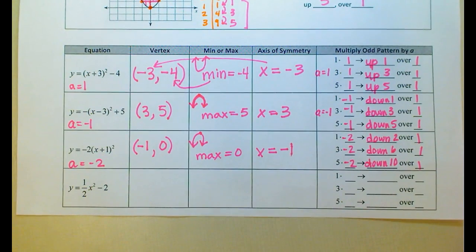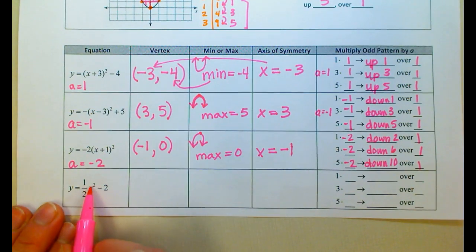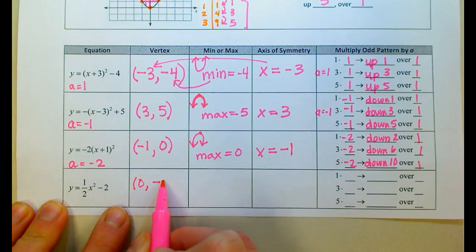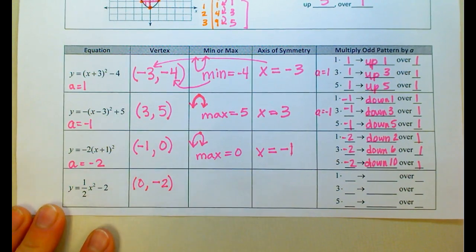And then our last one we have here, using the same knowledge that we had before, there's nothing being added or subtracted on the inside of the parentheses this time. So my x value is 0. And I have a -2 on the outside, so my y value is -2 for my vertex.